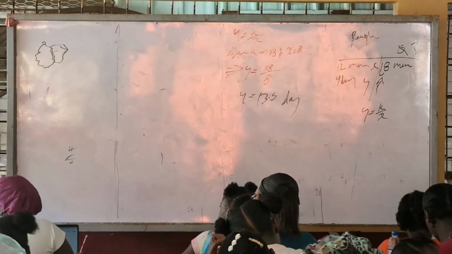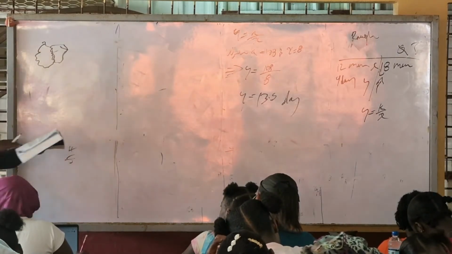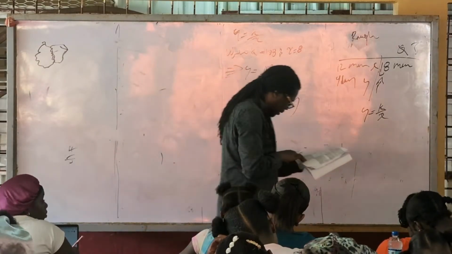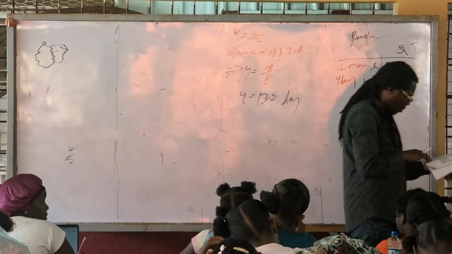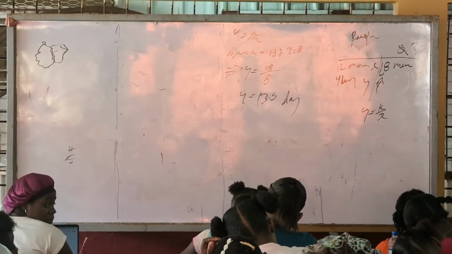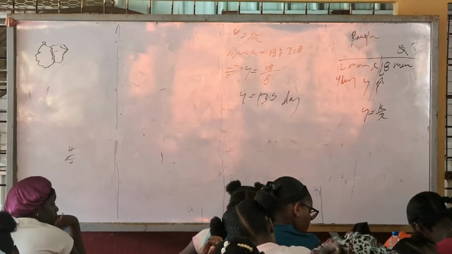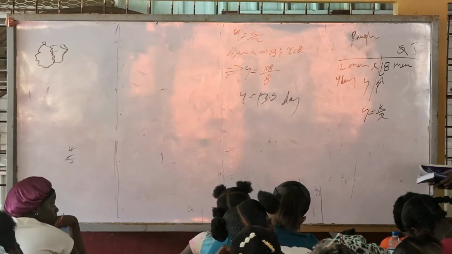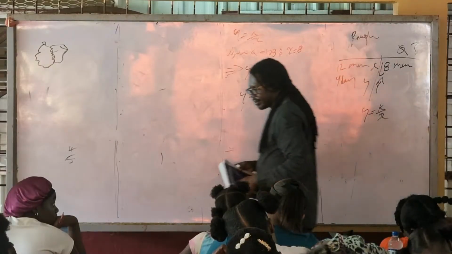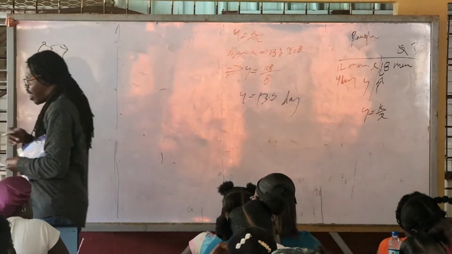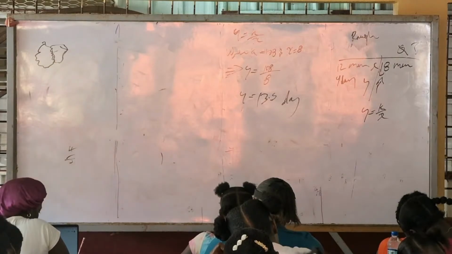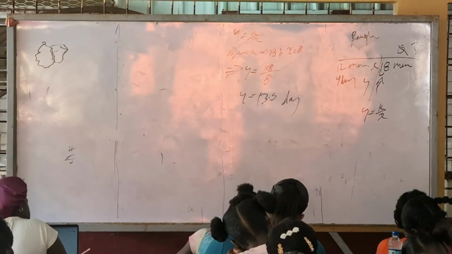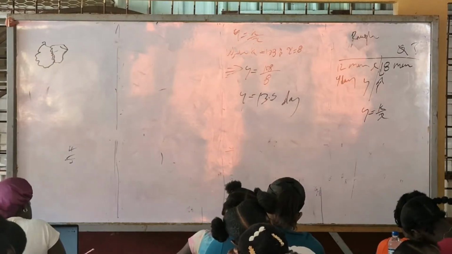The larger wheel makes 100 revolutions per minute. How many revolutions per minute will the smaller wheel make?